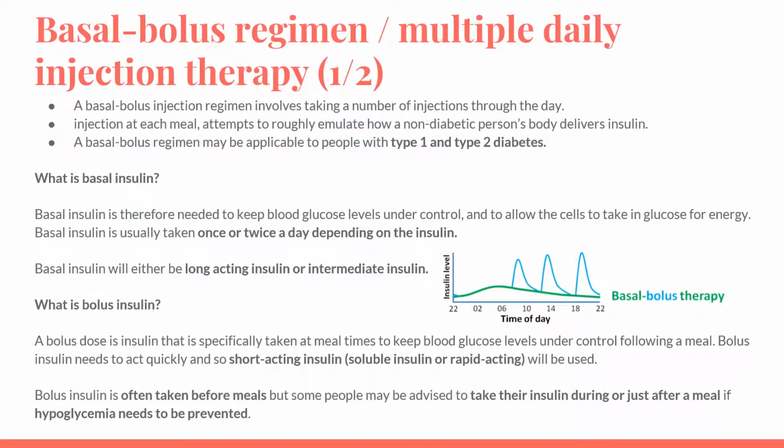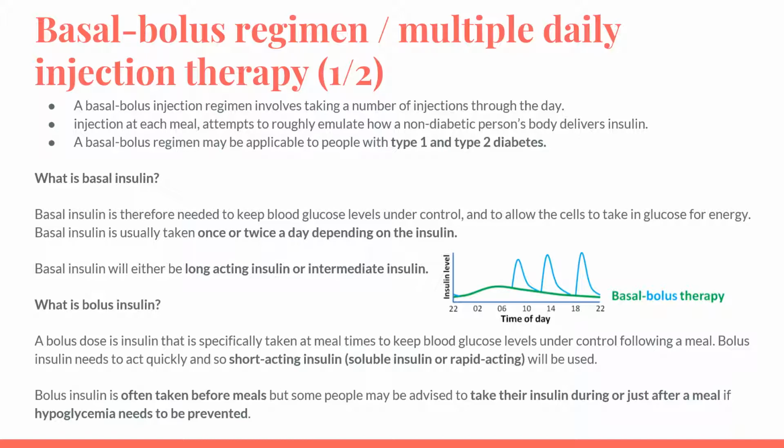A basal bolus injection regimen involves taking a number of injections throughout the day. A basal bolus regimen, which includes an injection at each meal, attempts to roughly emulate how a non-diabetic person's body delivers insulin. A basal bolus regimen may be applicable to people with type 1 and type 2 diabetes. What is a basal bolus insulin regimen?